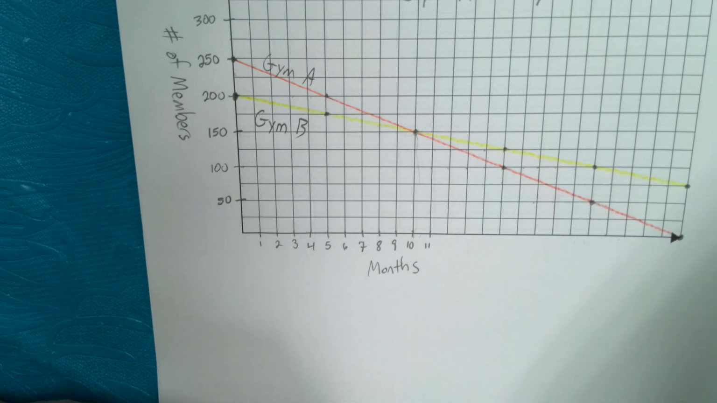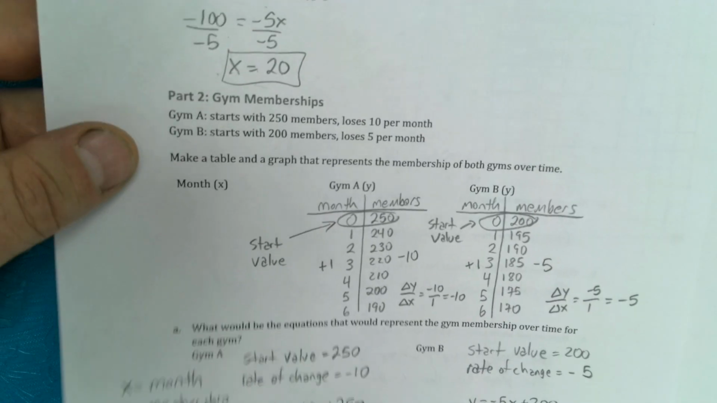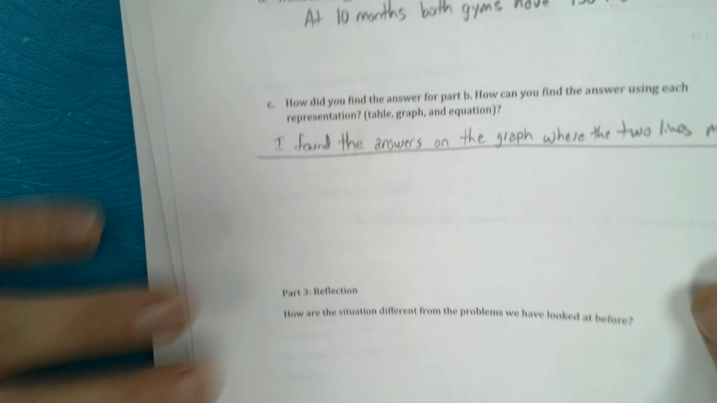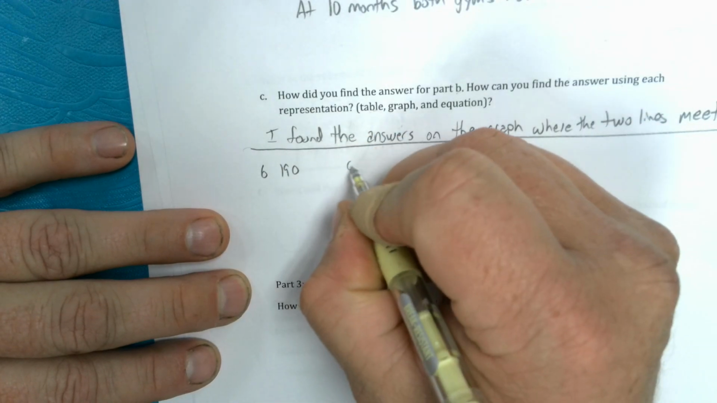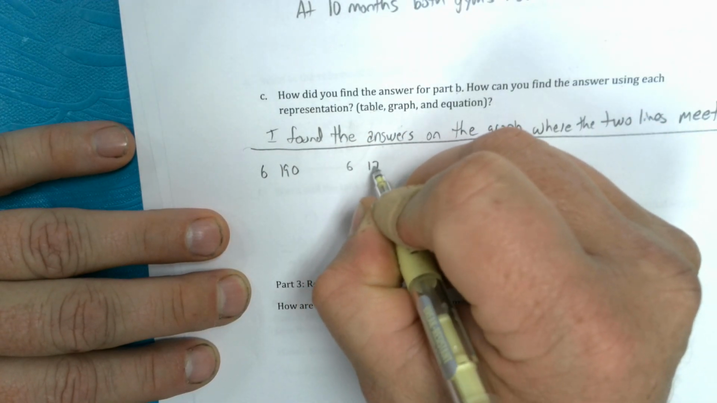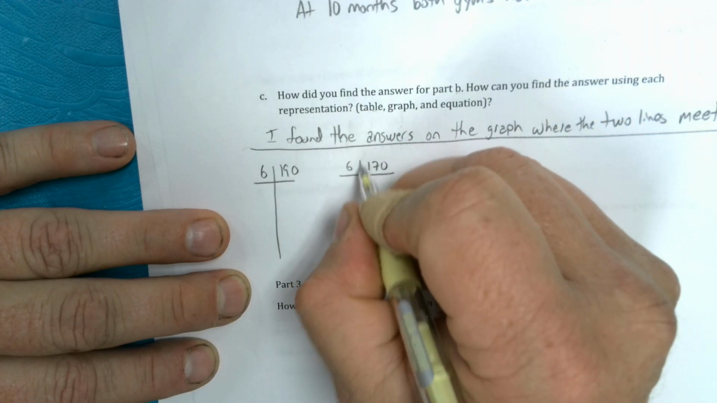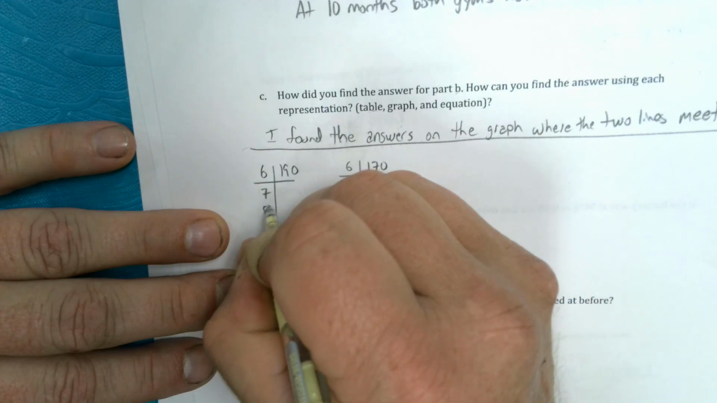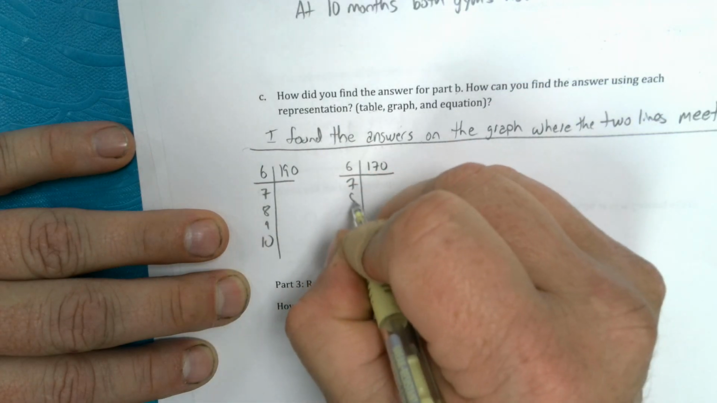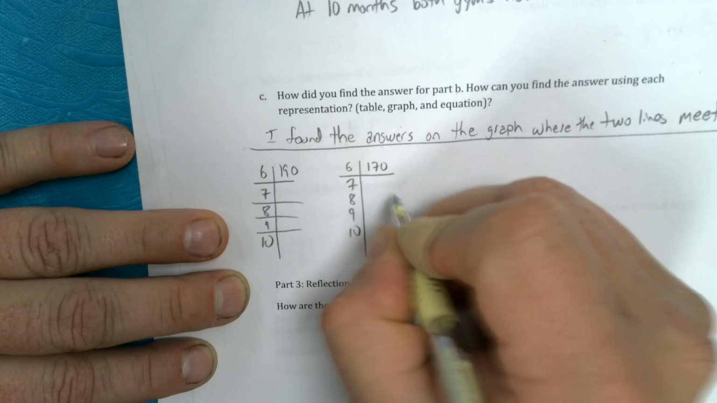So my tables ended at 6. I had 6, 190 and 6, 170. So let's continue. 6, 190 and 6, 170. I'm going to continue 7, 8, 9, 10, 8, 9, 10. We'll just draw this out a little bit.